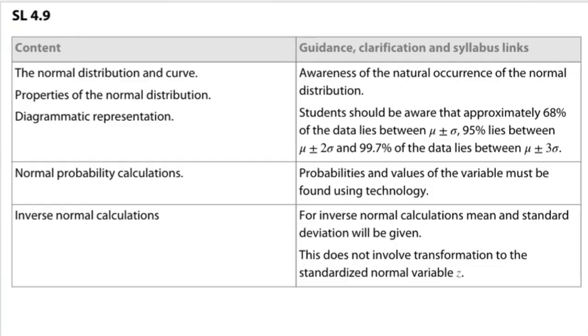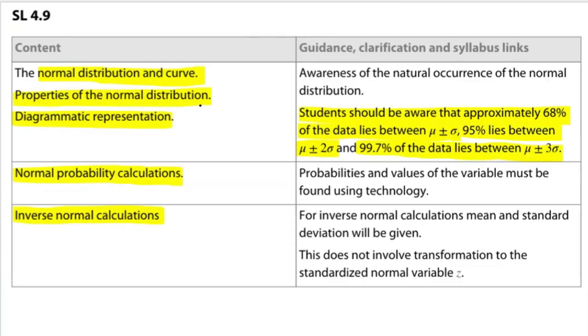This is an extract taken from the SL 4.9, which is showing everything you need to know about the normal distribution curve, the properties of normal distribution, the diagrammatic representation, the normal probability calculations, which will be done using the GDC. Inverse normal calculations, this is also done using the GDC. And I want you to note this carefully. Students should be aware that approximately 68% of the data lies within 1 standard deviation from the mean, 95% lies within 2 standard deviations from the mean, and 99.7% of the data lies within 3 standard deviations from the mean.